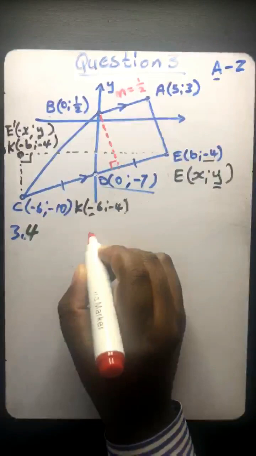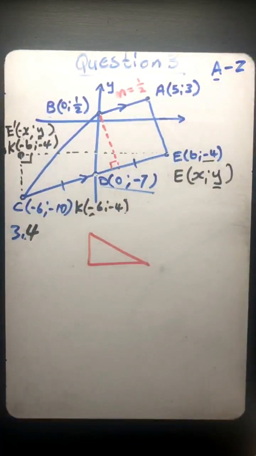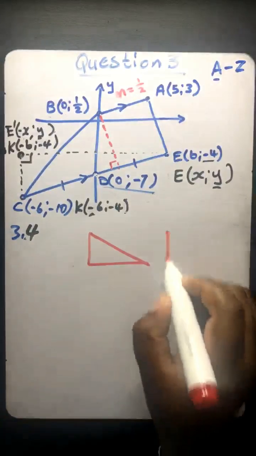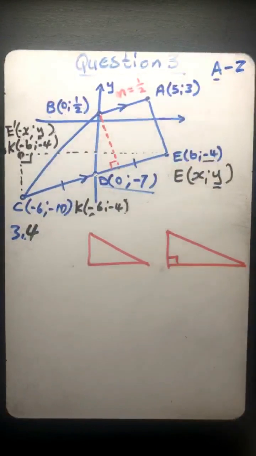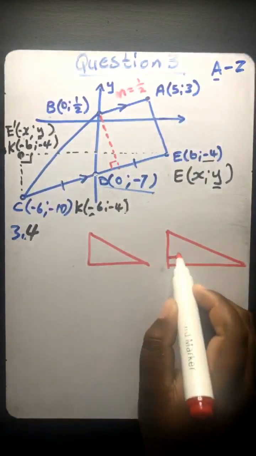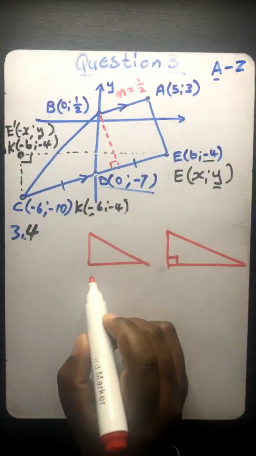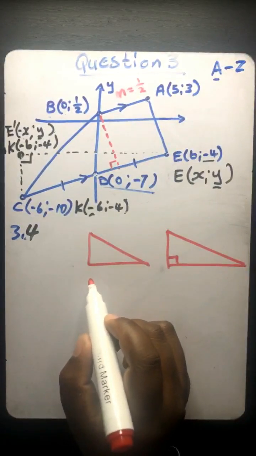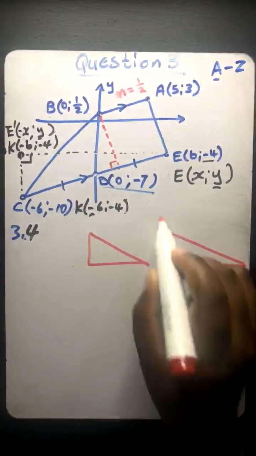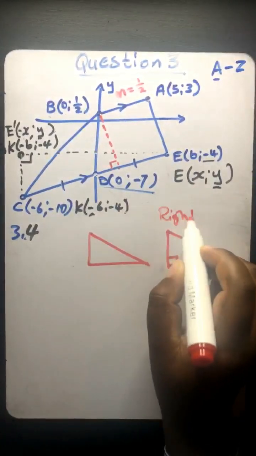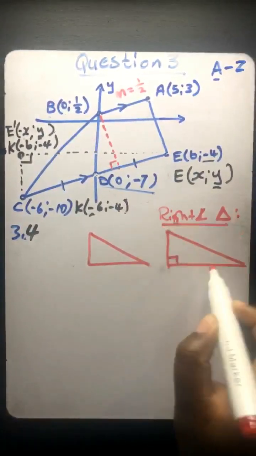This is a triangle, and this one is a triangle, but it is special. What makes it special? It is because of that sign. I think these could be isosceles and scalene triangles. But this one that has that sign is what we call a right-angled triangle.